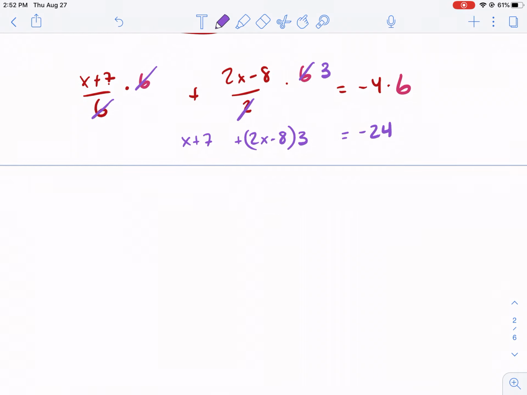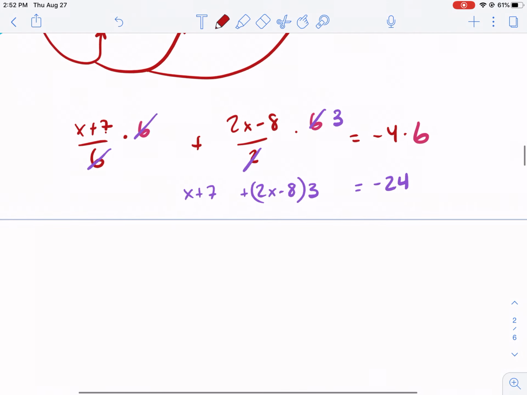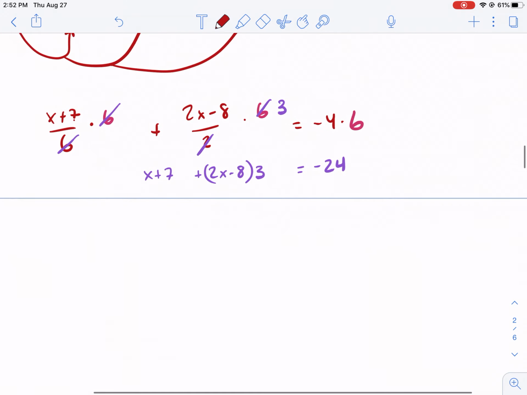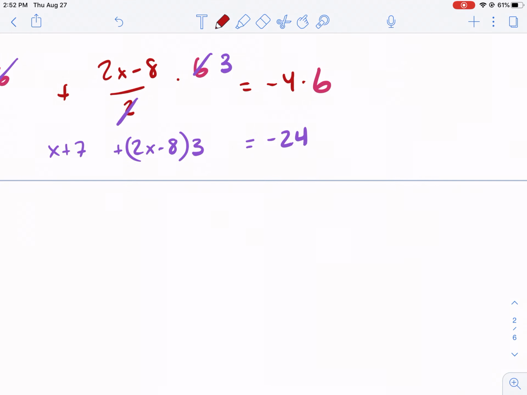Moving on from here, we need to distribute again. Now we have no fractions. See how that eliminated all the fractions? By multiplying by the least common denominator, we don't have to add fractions. We just need to multiply and cancel. Makes it way easier in my professional opinion.